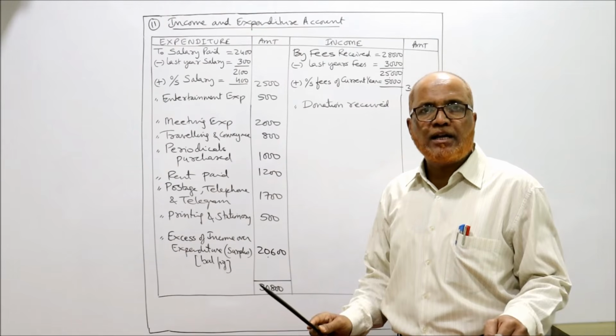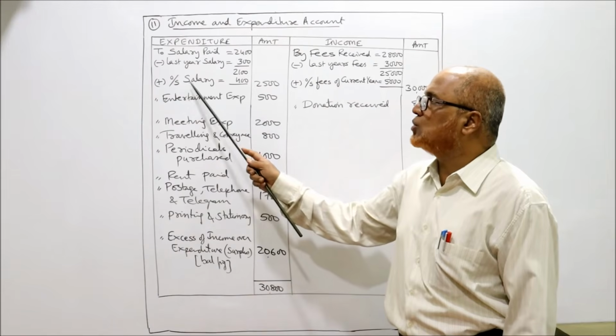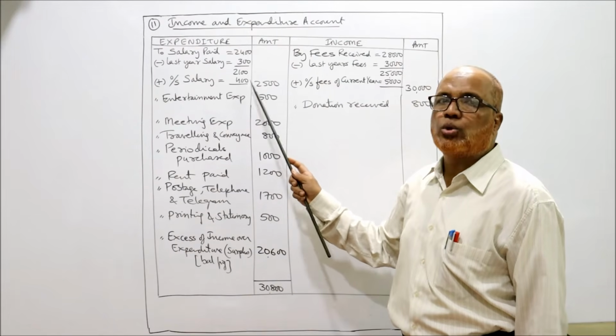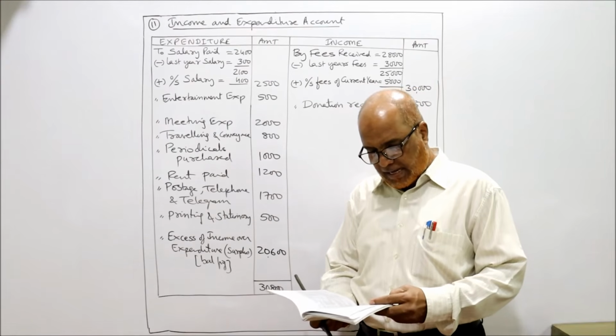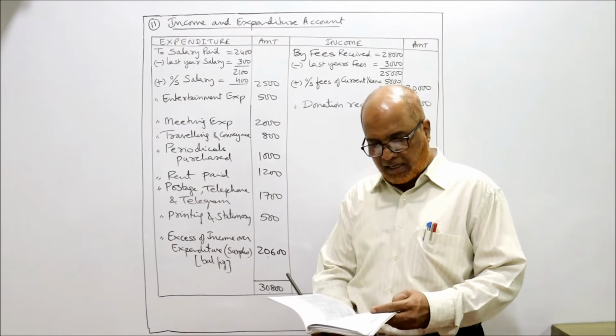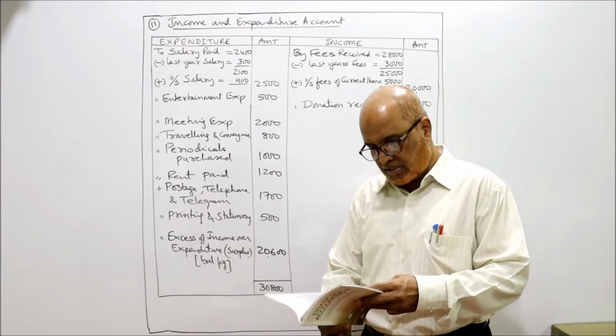So all expenditure whether paid or not of current year should be taken. So add outstanding salary 400. So total salary 2,500. Then after salary it is entertainment expenses. It's an expenditure. So entertainment expenses.